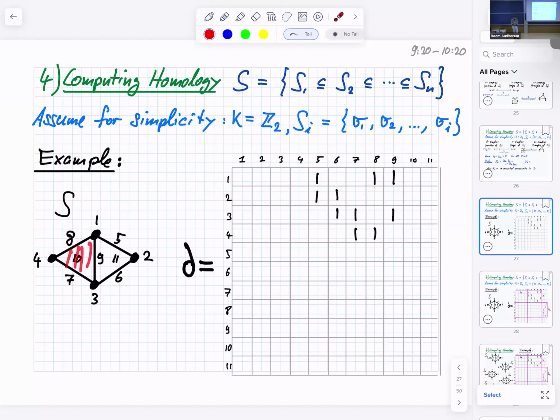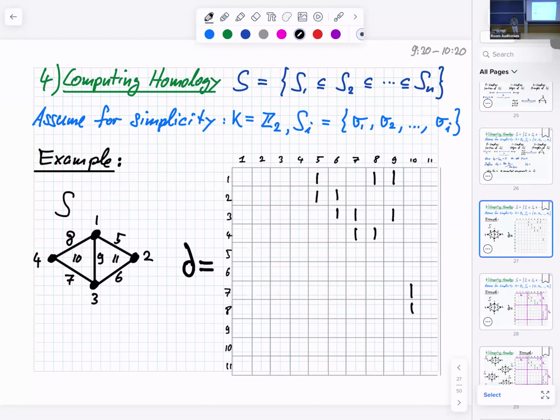10 is really the triangle here. What's the boundary of 10? 10 is 7, 8, and 9, like this. And 11 is what? You can help me. 9, 5, and 6. So this is good. This is our matrix. This is our matrix representing delta.